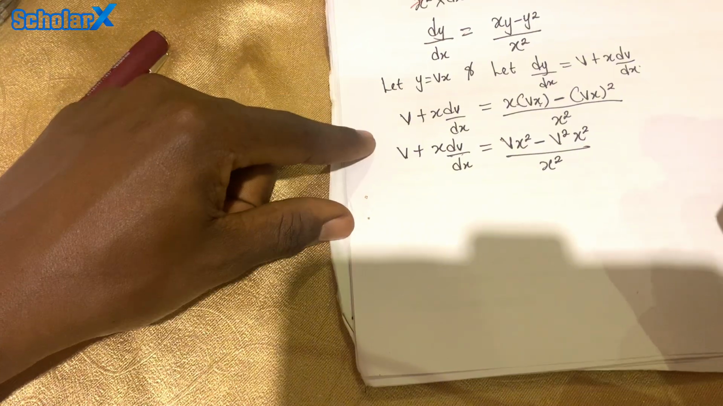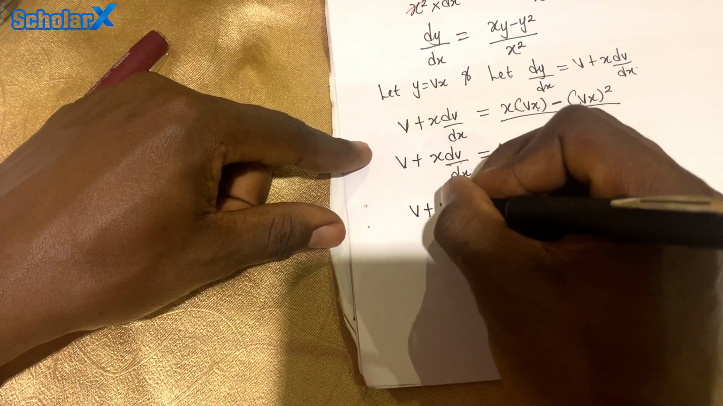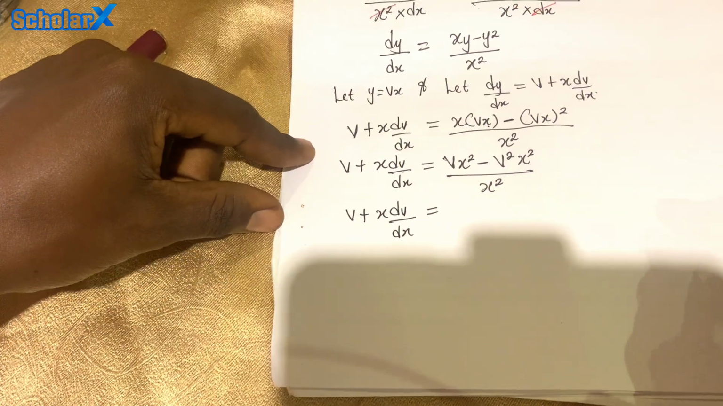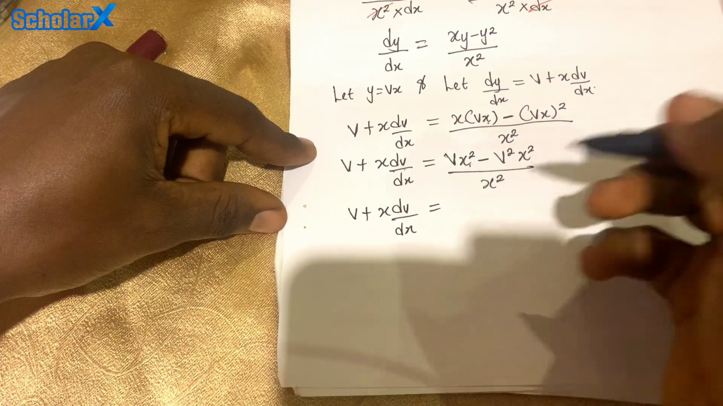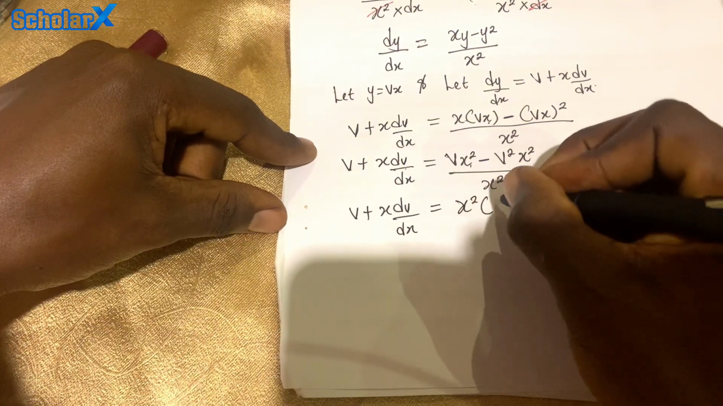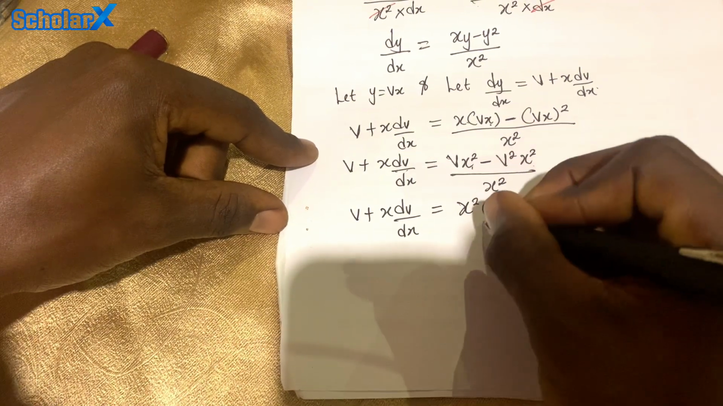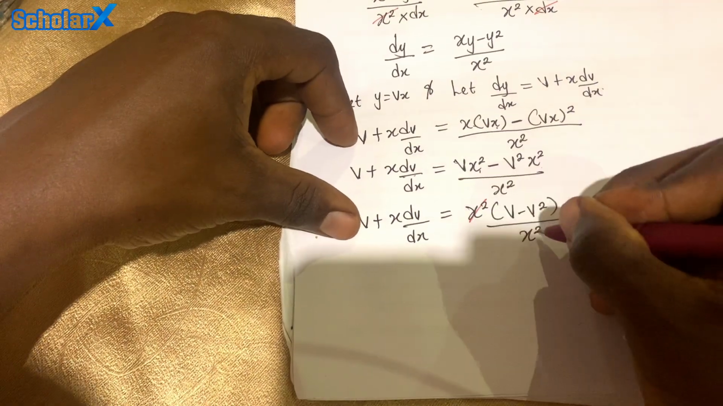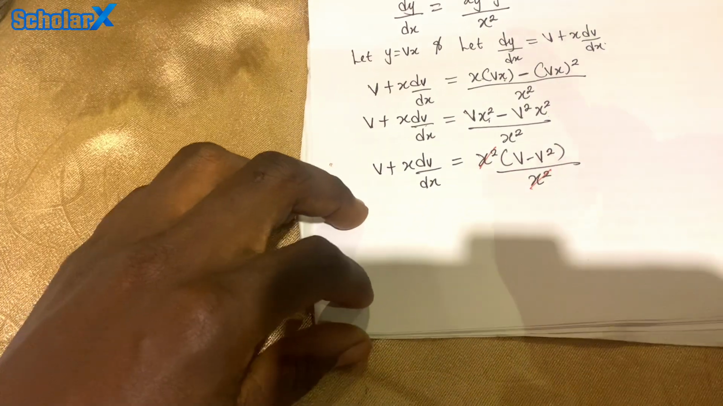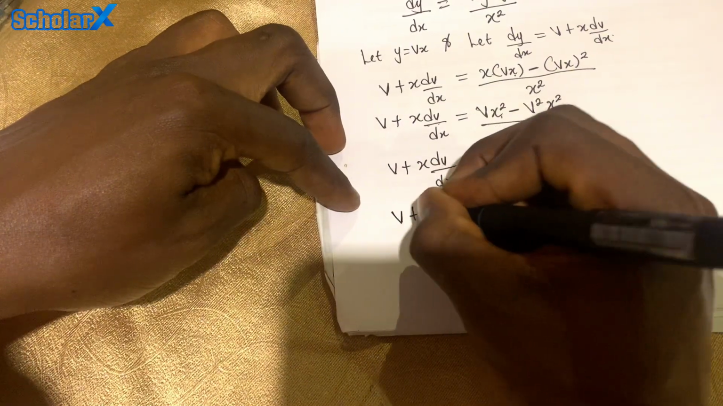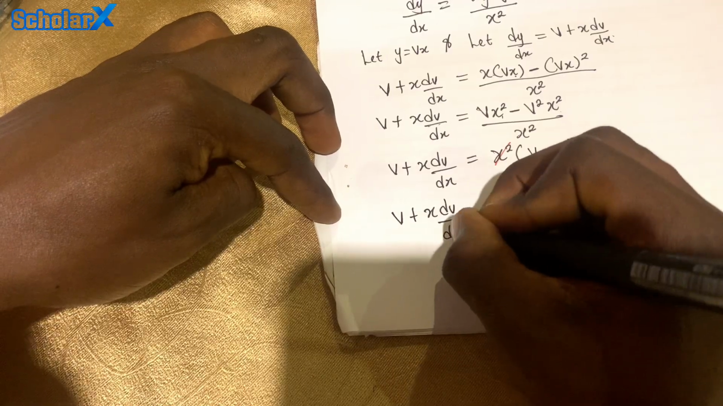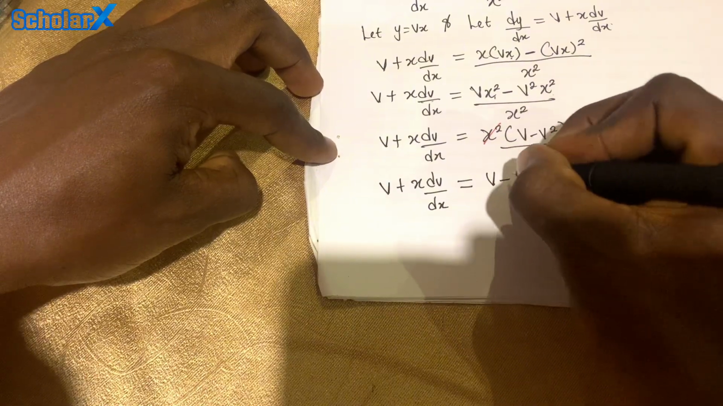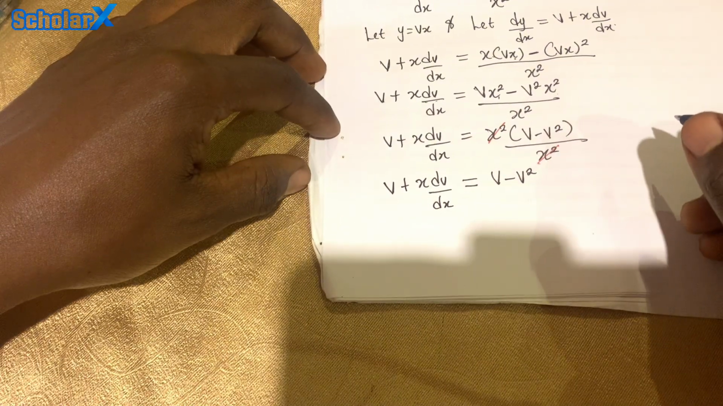Now let's continue. So we're going to have v + x dv/dx equal to, now if you watch very well, x² is common here, so we're going to take x² out, so it becomes x²(v − v²) over x². You're going to find out that this x² is going to eliminate this x². So we're going to be left with v + x dv/dx equal to v − v².